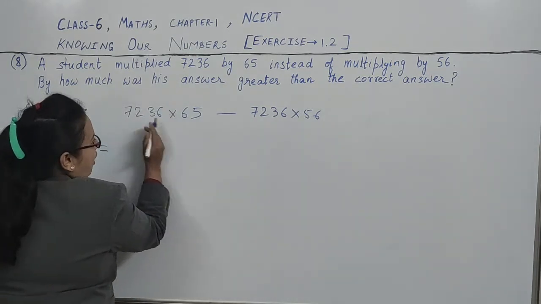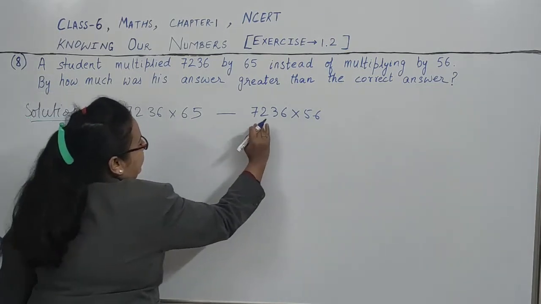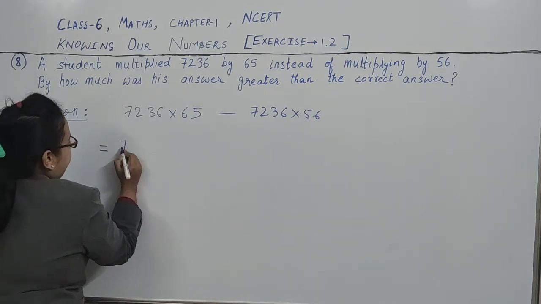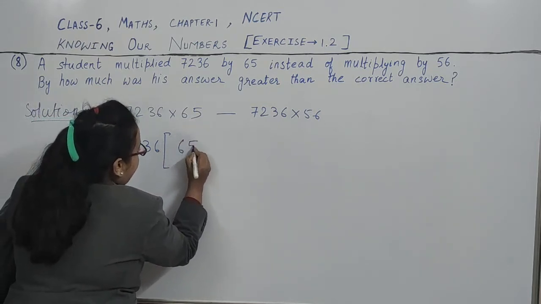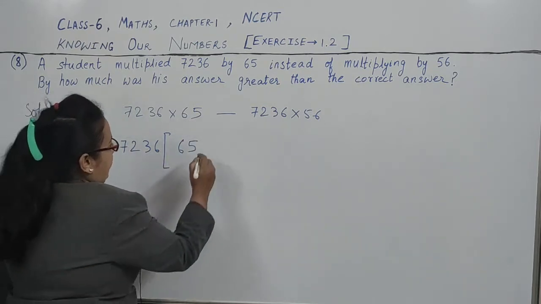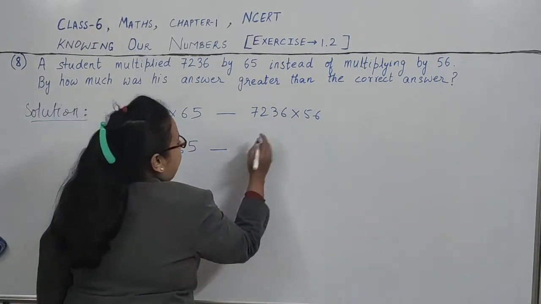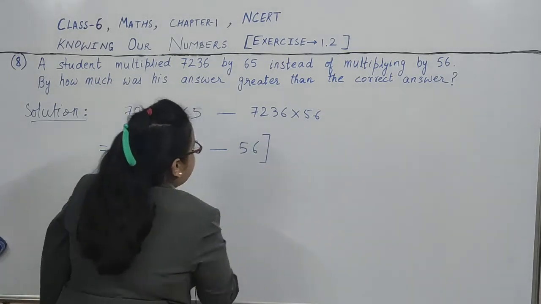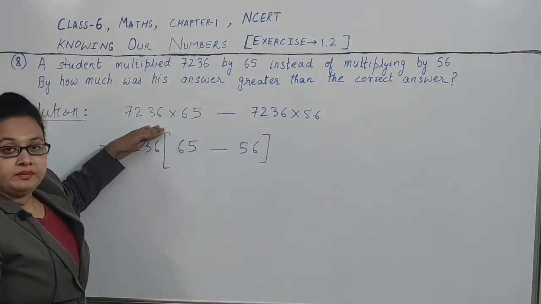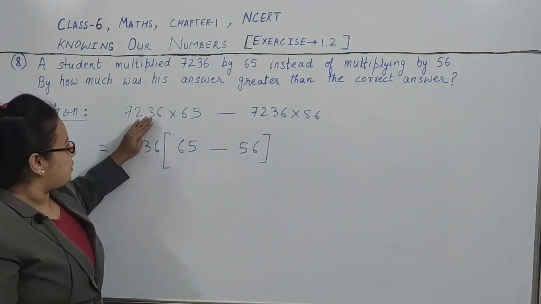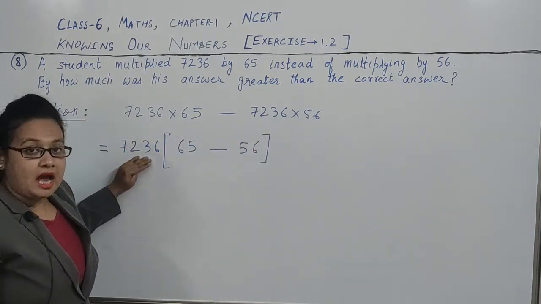So this number is common in both, right? This 7236 is there in this also and here also. So we will take it common, we will take it out, and what will remain here? 65 will remain, right? And the minus sign will come as it is, and since we have taken this out, 56 will remain inside. See what we did? We have to subtract this from this. This 7236 is there in both the numbers, we have taken it out.